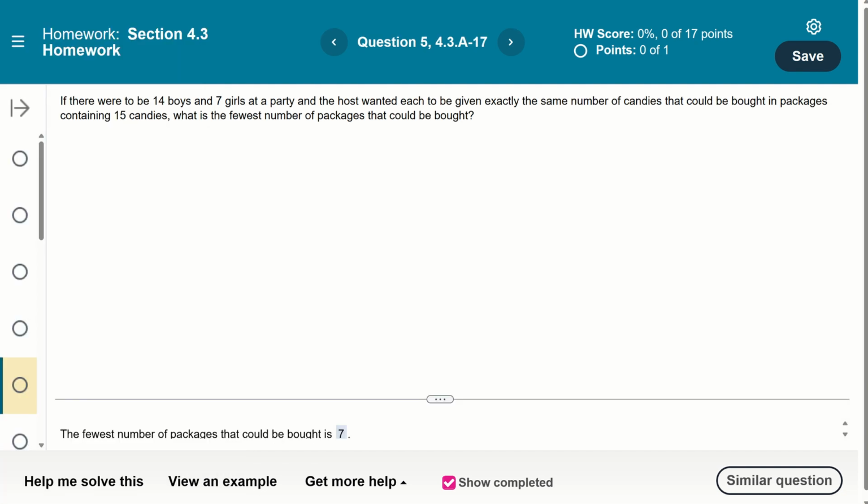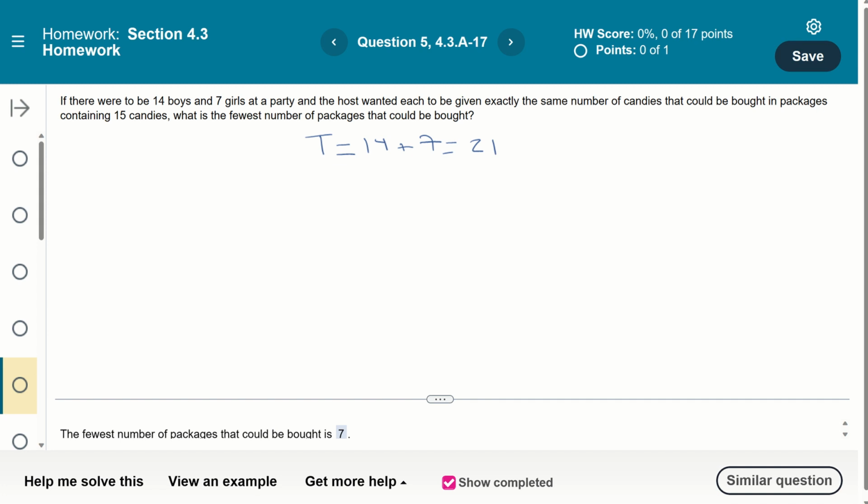All right, so here we have 14 boys and 7 girls at a party, and the host wanted each to be given exactly the same number of candies that could be bought in packages containing 15 candies. What's the fewest number of packages that could be bought? So obviously, the first thing we need to figure out is the total number of people at the party, right? Total number of individuals. And that would be 14 plus 7, which is 21. It goes without saying that you should always try these before you watch me do it, right? That's the most effective way of learning.